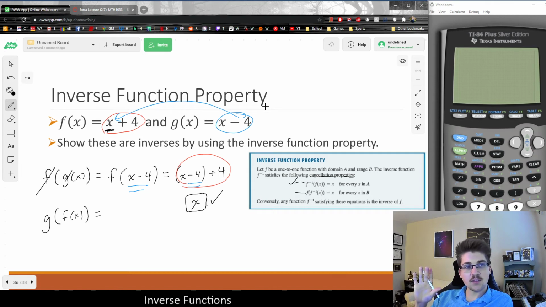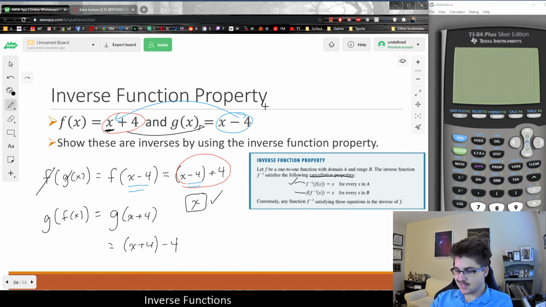holds for the first direction, but if I compose them in the opposite order, g of f of x, it should do the same exact thing. So basically, if I plug f into g, does it make x or not? So that would be g of x plus 4. I'd plug in x plus 4 into g, which would be x plus 4, then minus 4. Of course, those would cancel in the same way, which would leave me with just x.